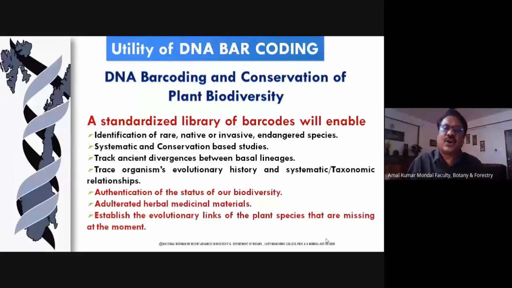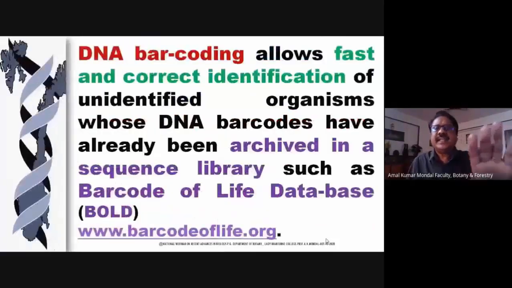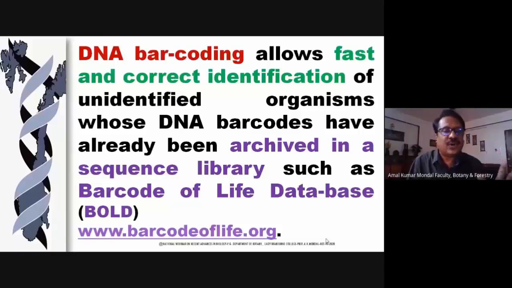Authentication of the status of our biodiversity. Adulterated herbal medicinal material. Establish the evolutionary links of the plant species that are missing at the moment. DNA barcoding allows fast and correct identification of unidentified organisms whose DNA barcodes have already been archived in a sequence library, such as the Barcode of Life Database, that is, in short, BOLD.